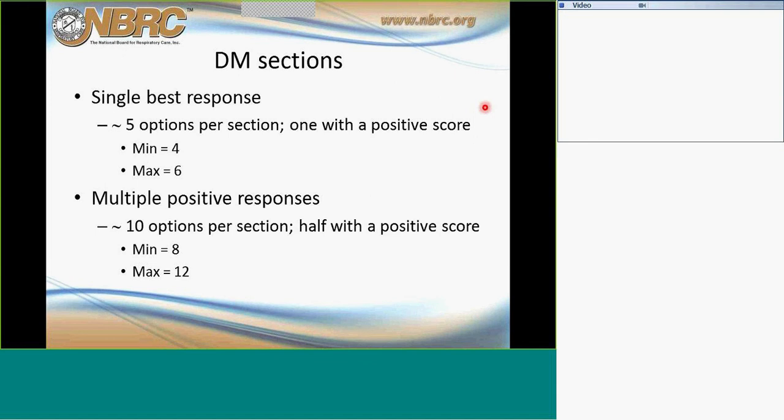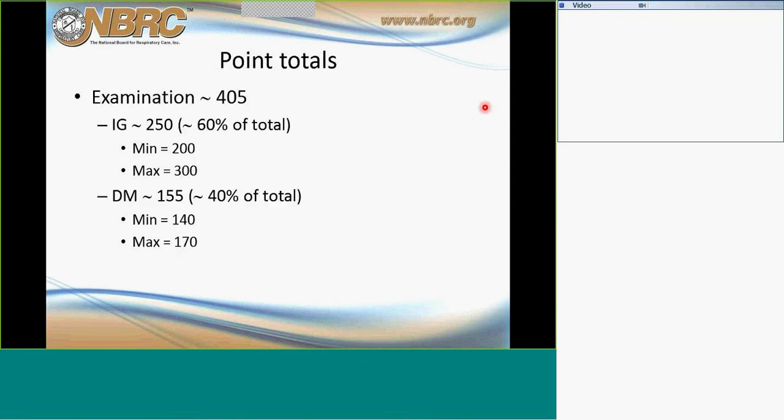Within the multiple decision-making sections, there will be more choices, and mirroring what happens with information gathering sections, about half of the options will be associated with positive points, and about half associated with negative points. And again, we're also showing you a range here. There could be as few as 8, as many as 12 options inside of such a section. If we look at point totals across the whole examination and using the midpoints of the available ranges, a typical examination will have somewhere in the vicinity of the low 400s as far as the point total.